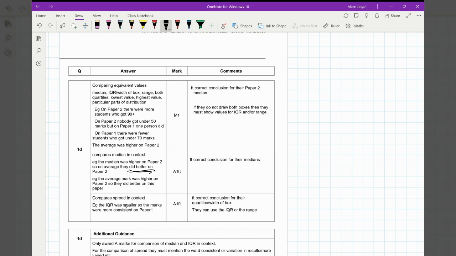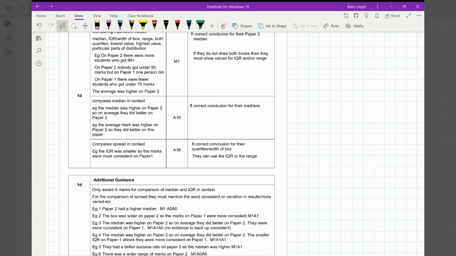Compares the spread in context. So the interquartile range was smaller, so the marks were more consistent. Or of course you can say the interquartile range was greater, and therefore the marks were more spread out. So using that context is very important. You're effectively saying, this is what the data's suggesting, and you're explaining it to someone.